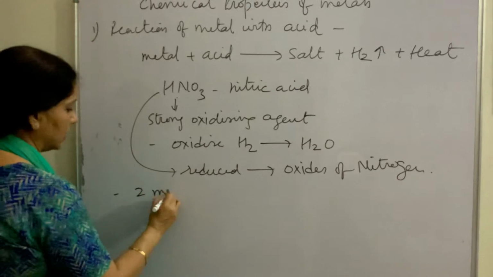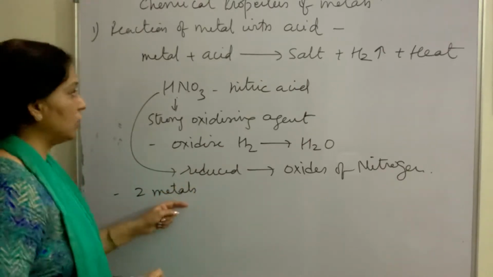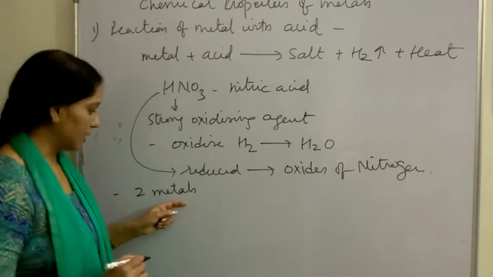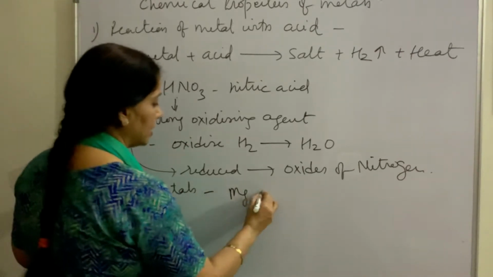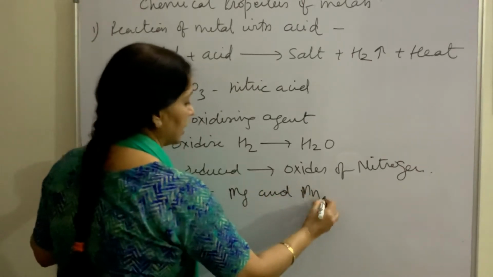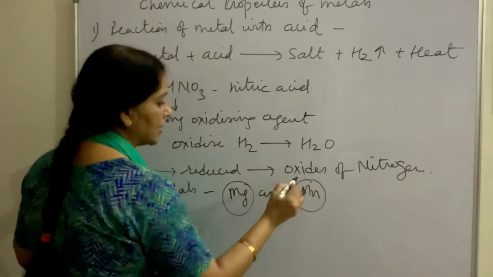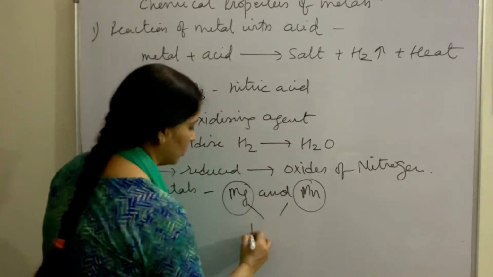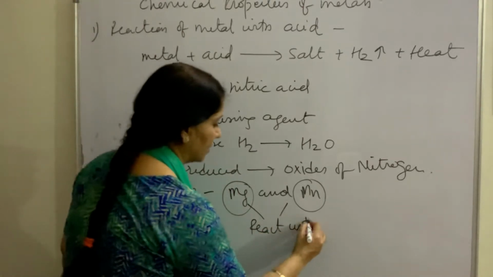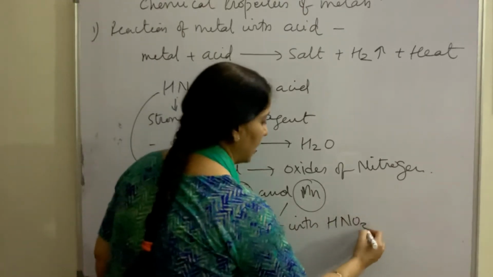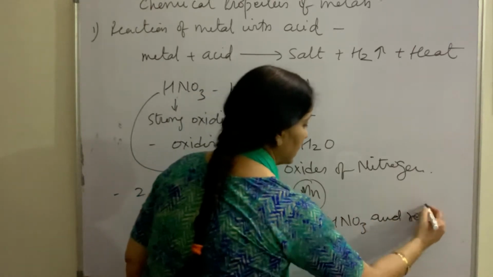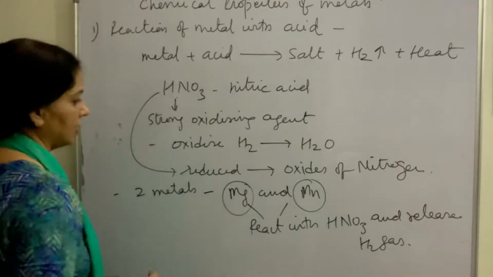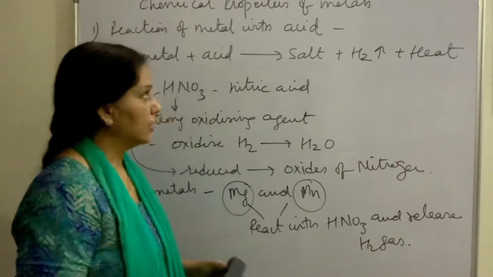Now there is one more thing. There are two metals which react with nitric acid and form their nitrates and release hydrogen gas. What are these two metals? Magnesium and manganese. Magnesium and manganese are the two metals which react with HNO3, and both of them release hydrogen gas. So you have to learn the examples of these two exceptional metals.